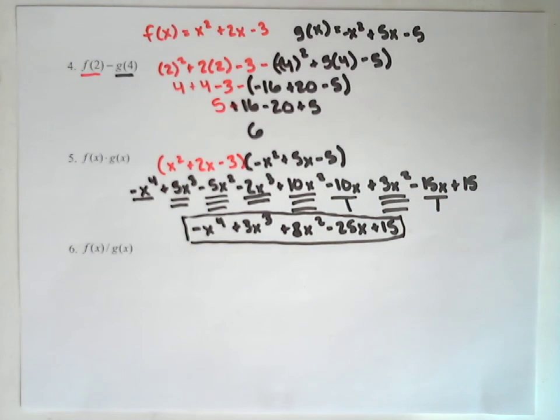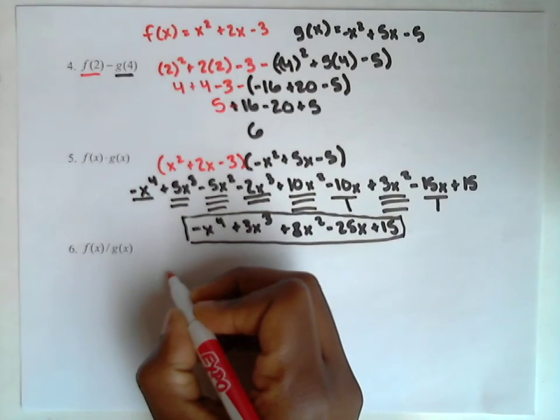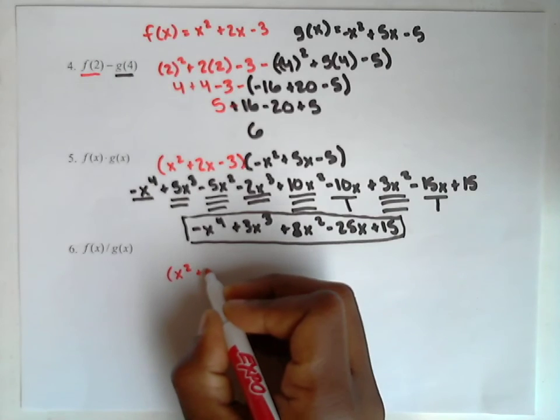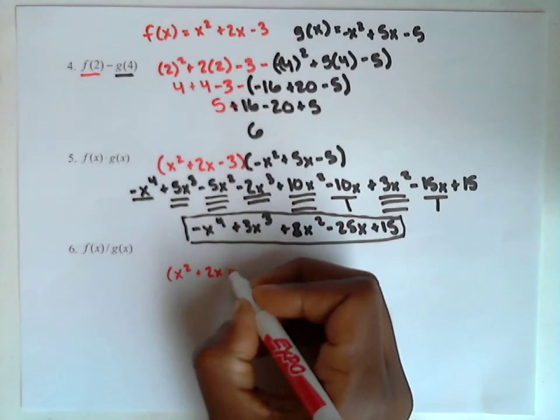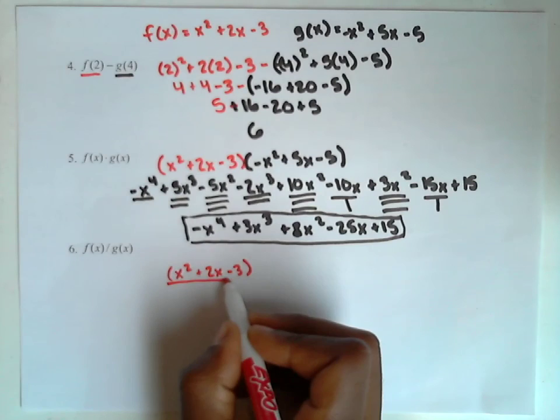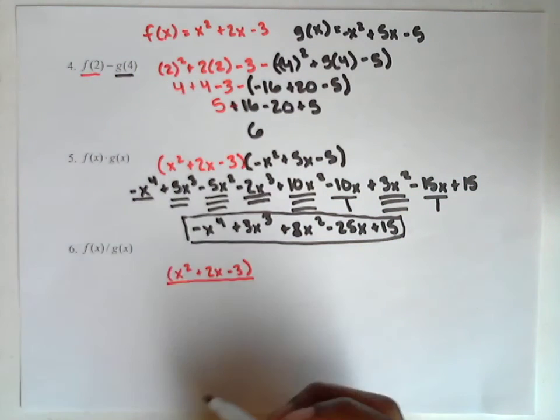Now for our final problem, we've got f of x divided by g of x. Now, same thing as we've been doing before, we want our f of x minus 3, and we're going to divide that by our g of x.